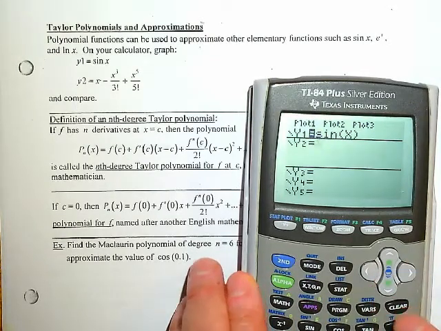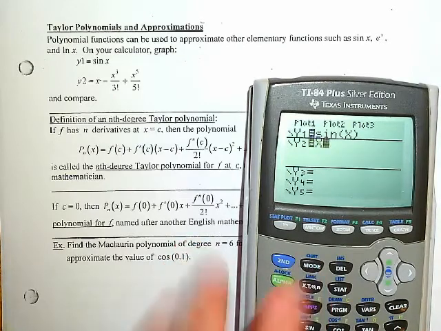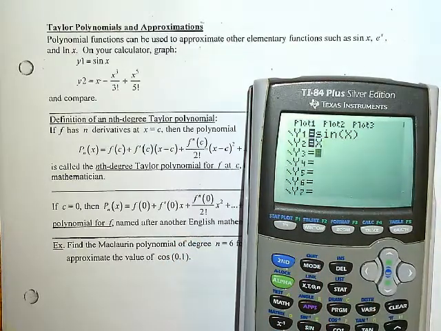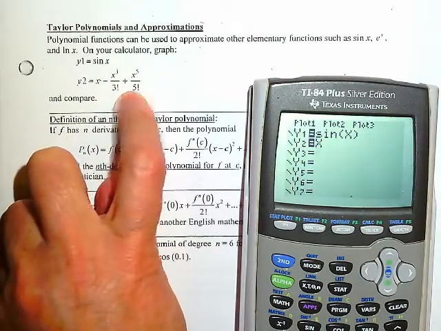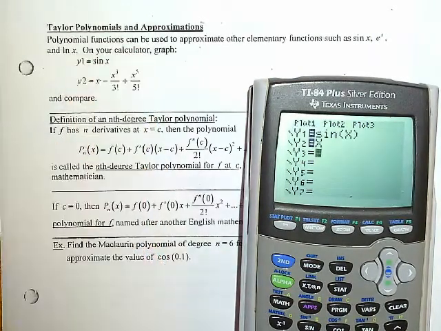I'm going to clear this out and just going to compare with x. Sine of x and x. I know here it says x minus x to the third over 3 factorial plus x to the fifth over 5 factorial. It's like, how did they come up with that? Well, we'll talk about that in just a second. For now, this is motivating our lesson.